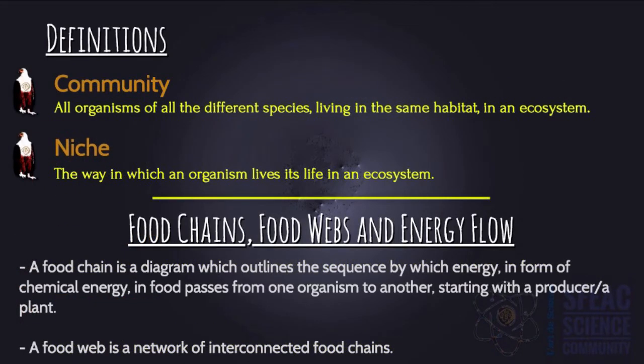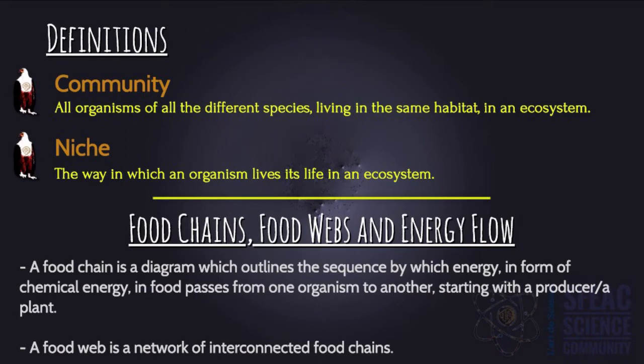Now we move on to a community. A community comprises organisms of all different species living in the same habitat in an ecosystem. Then we have a niche. A niche is the way in which an organism lives its life in an ecosystem.